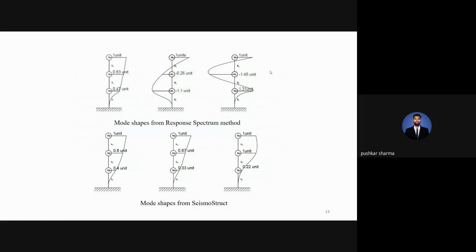As we all know, in the equivalent static method we get only one value of the fundamental time period, and in the response spectrum method we get values equal to the number of stories we have. In SeismoStruct we can get n number of values of fundamental frequency depending on the degrees of freedom of the structure. I have taken the degree of freedom in the x direction, as in my study the intense contribution is in the x direction.